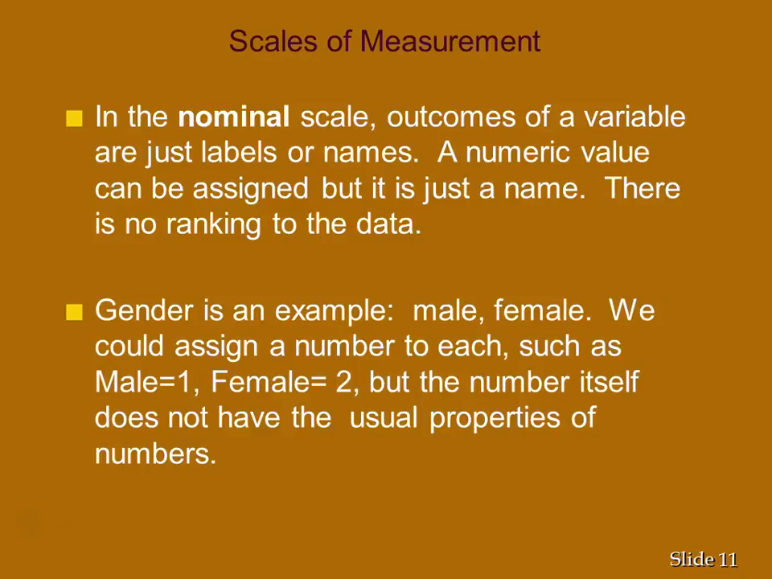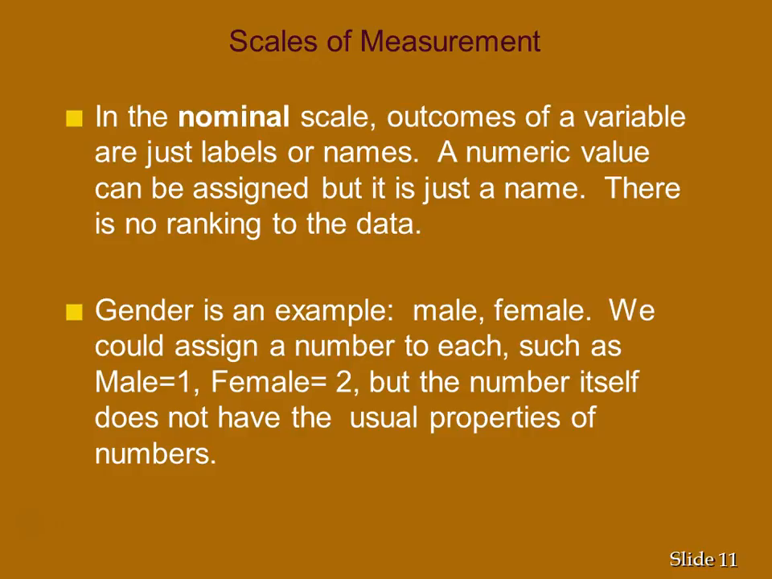The nominal scale is sort of the lowest scale in a sense. Outcomes of the variable are just labels or names. We could put a numeric value on those names, but it's still just a name. And there's no way of ranking the data. A simple little example is gender, male and female.